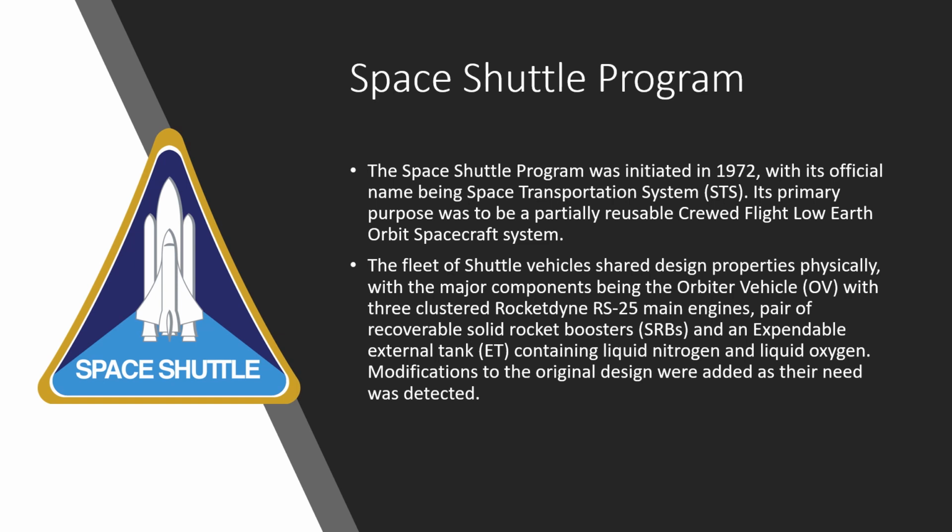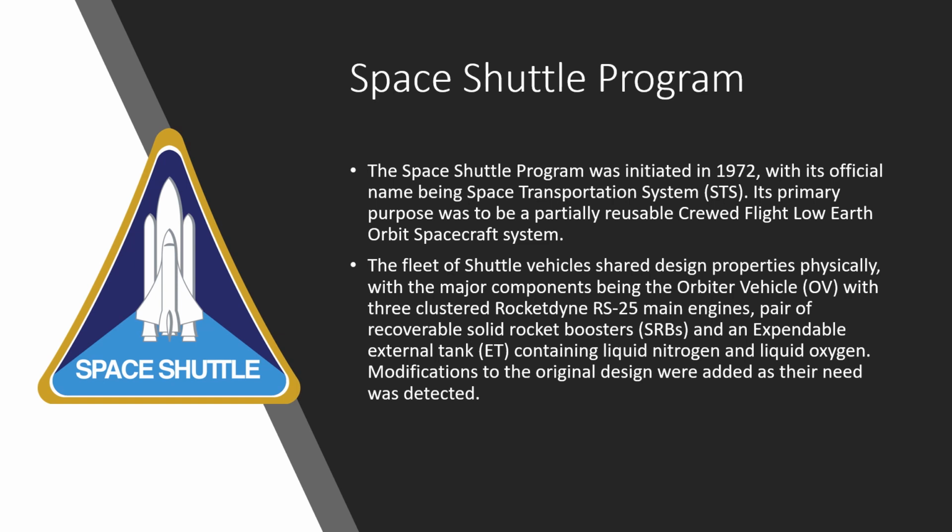The report focuses on the system engineering principles employed during the development of the Space Shuttle program. So let's have a brief history of the Space Shuttle program. The Space Shuttle program was initiated in 1972, the official name being the Space Transportation System. Its primary purpose was to be a partially reusable crewed lower Earth orbit spacecraft system, which could be used to transport satellites, crews, and International Space Station modules to the orbit.